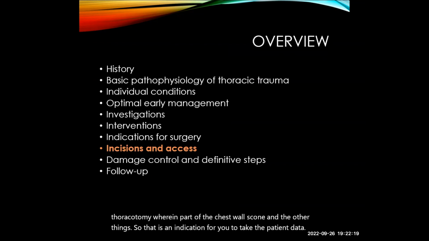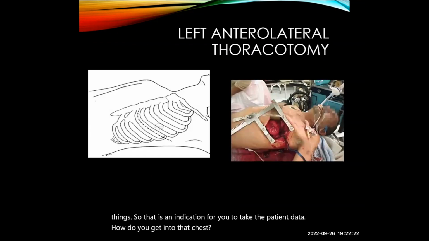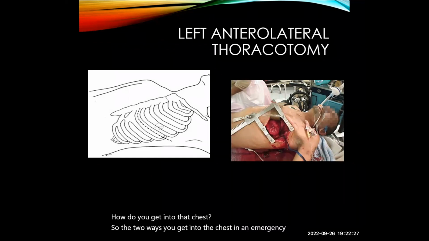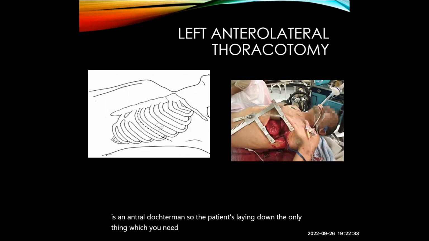So how do you get into the chest? The two ways you get into the chest in an emergency situation is an anterolateral thoracotomy. So the patient's lying down. The only thing which you need is your assistant and a scalpel, and you will be inside the chest in no time. So you make an incision, submammary, use the pectoral groove, go in. But the key you have to remember is you will have to go higher to get into the chest. You want to get into the chest with the fourth or the fifth intercostal space. If you go by the pectoral groove and go straight down, you'll be in the sixth or the seventh intercostal space staring at the diaphragm.